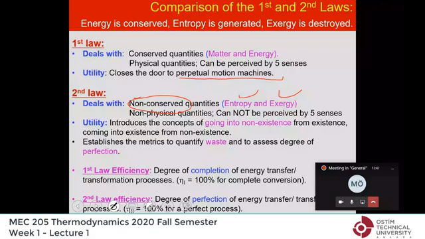And we will have efficiency, 2 kinds. The first law efficiency, we will start doing that in chapter 2. It is the degree of completion of an energy transfer or transformation process. If there is a complete transfer or transformation or conversion, the efficiency is 100%. And the second law efficiency is a measure of perfection. That is, if a process has a second law efficiency of 100%, it means that process is perfect. Okay, so we will define perfection from the second law point of view.